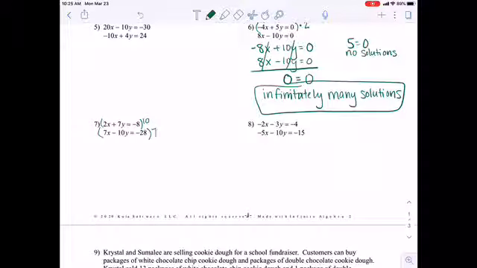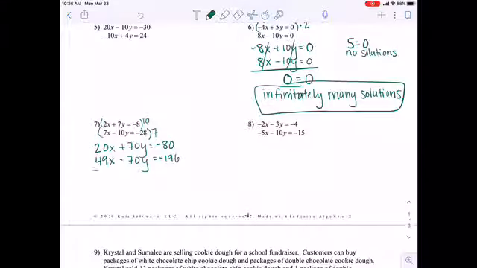10 times 2 is 20x. 7 times 10 is positive 70y. And that equals negative 8 times 10, which is negative 80. On the bottom, I have 7 times 7, which is 49x. 7 times negative 10 is negative 70y. And that equals negative 28 times 7, which, if I type that in my calculator, I'm getting negative 196.